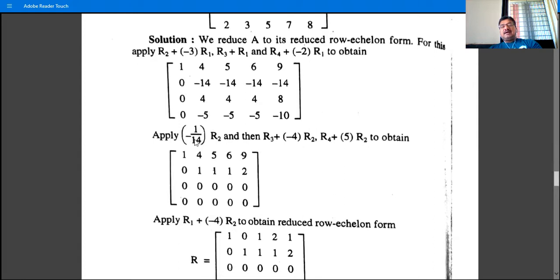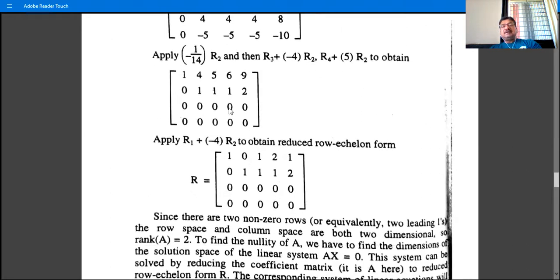We have 1. And then after that step, we apply these two operations, R3 minus 4R2 and R4 plus 5R2. So by using this 1, we first reduce this to equal 1, apply this operation, then apply these two operations. We have this matrix, and this is in echelon form. Now we have to reduce it to reduced row echelon form.